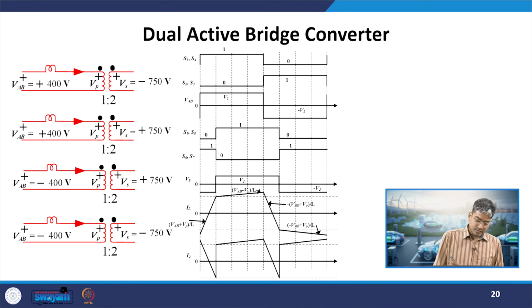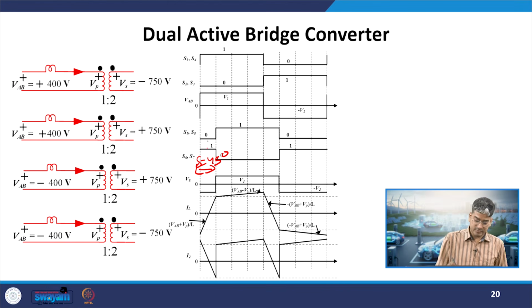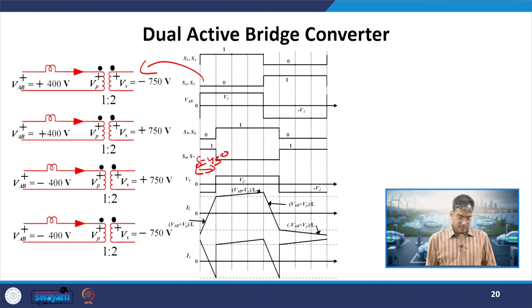Okay. So, the same 4 modes, because we have assumed the delta to be 45 over here, delta is again assumed to be 45. If you see the phase shift between the primary and secondary side bridge pulses, they are separated by 45 degrees. So, the same 4 modes will be there. For the first division, this equivalent circuit will be valid, where on the output stage, if you see, S6 and S7 are on, so it will be minus 750.